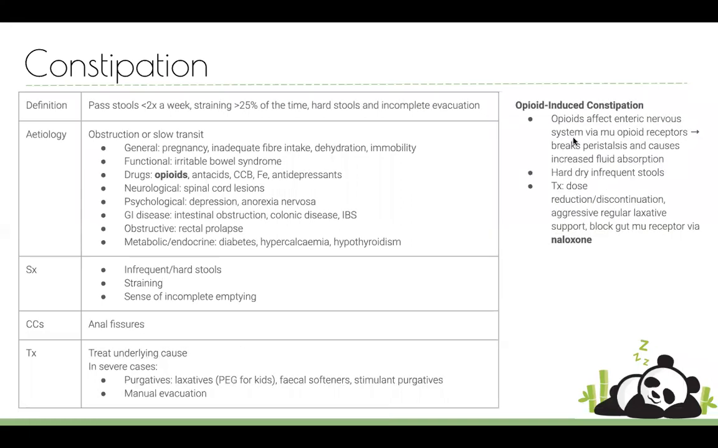So opioid-induced constipation is quite common, and it is more iatrogenic, and that's why you have to know a bit more about it. I'd say just know that you can reverse it via naloxone by blocking the gut mu receptors.